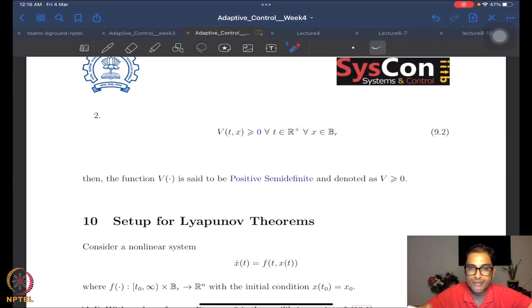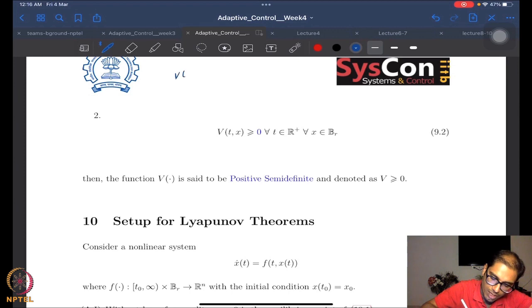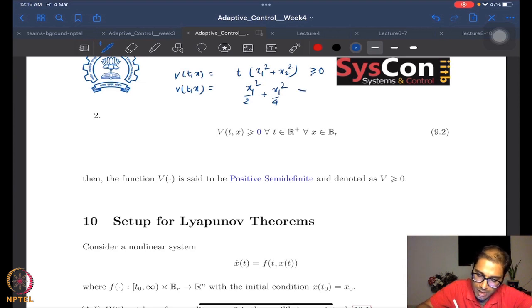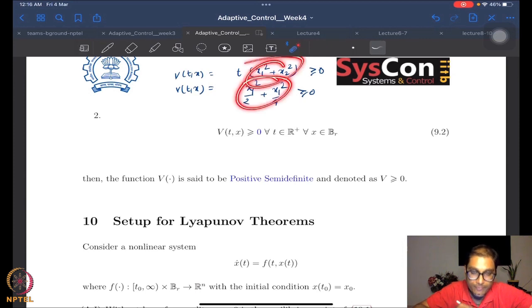and it is denoted by greater than or equal to 0. Positive definiteness was denoted greater than 0, so positive semi-definite is denoted greater than or equal to 0. These are rather simple functions, basically any function taking a non-negative value. So there are many examples. V(x) equals x1 squared plus x2 squared is fine, it is greater than or equal to 0. V(x) equal to x1 squared by 2 plus x1 squared by 4, which was not positive definite, remember, is in fact positive semi-definite, because whatever happens, this is never going to take a negative value.